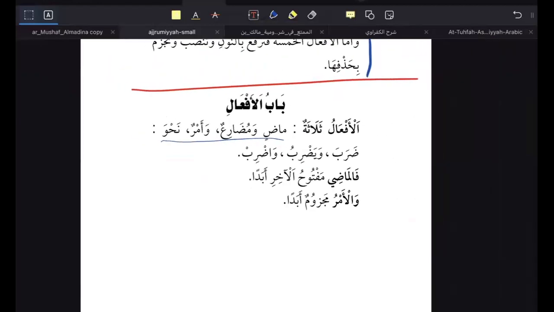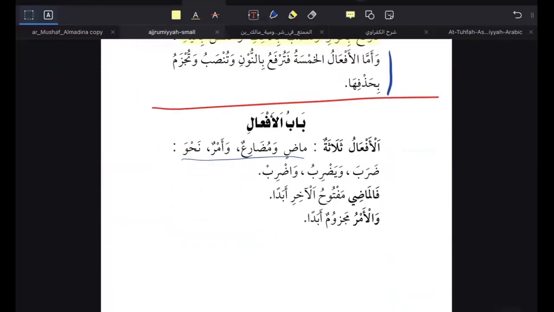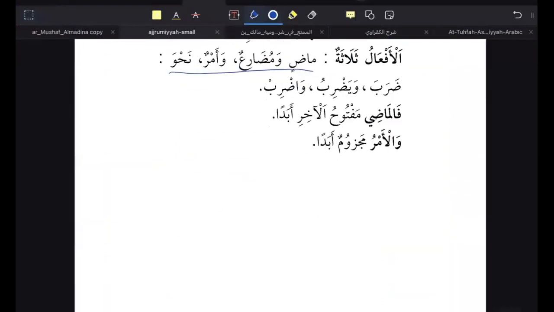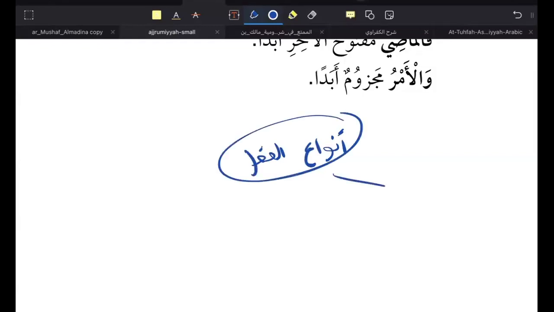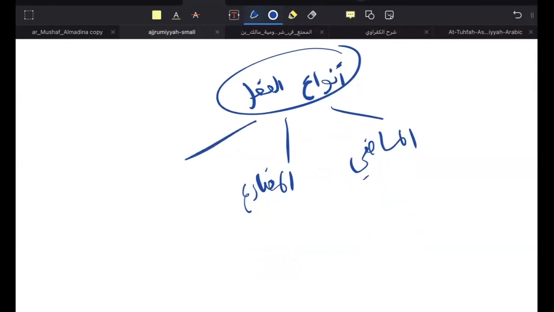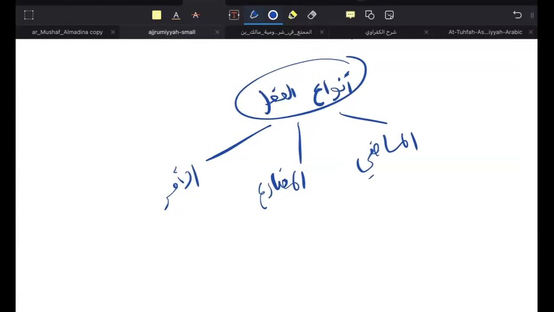So remember, I haven't forgotten that we haven't read a lot of things from here. We have to go back there. But before I do, I have to introduce the verbs. Anwa' al-fi'l. And this is what you already know. We have al-madi, and we have al-mudari', and we have al-amr. So this is what nahu is interested in.